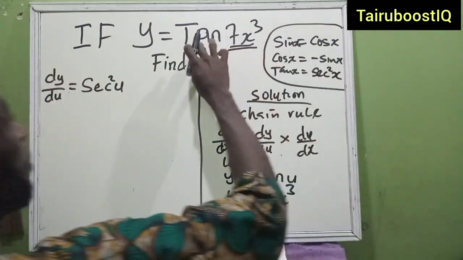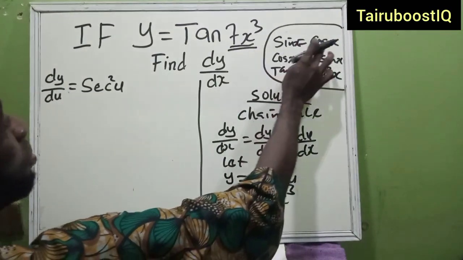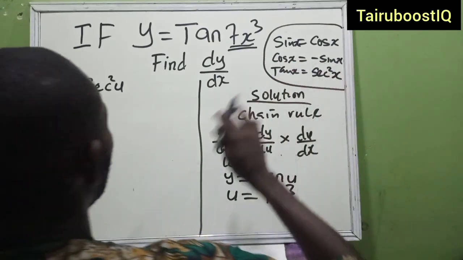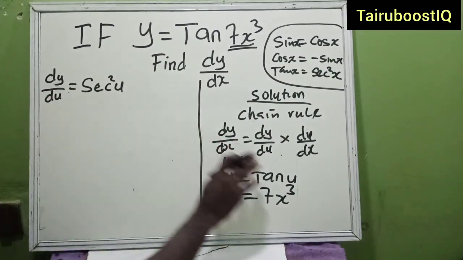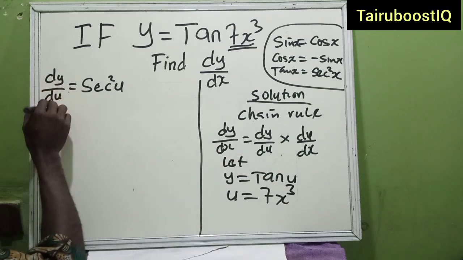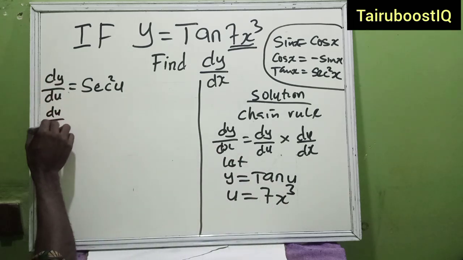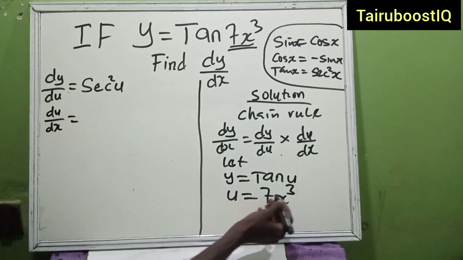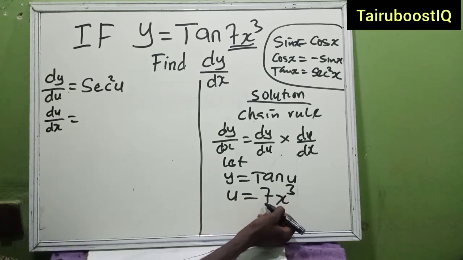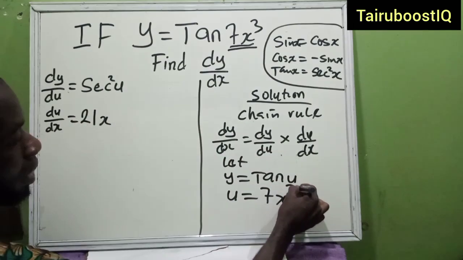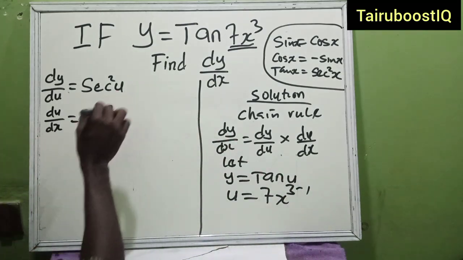So you have to know this. If the equation given to us is sine, you use cos x, and if the equation given to us is cos x, you use minus sine x. So this one is the derivative of tan. Now we need to find our du dx. Du over dx now equals, all we need to do, we are going to multiply this 3 by this 7, and we are going to have 21x. Then we take away 1 from the power, and we are left with 2.